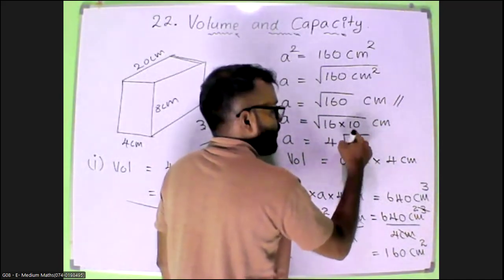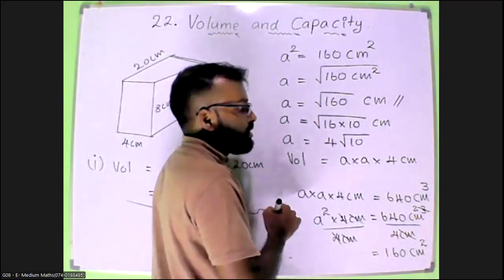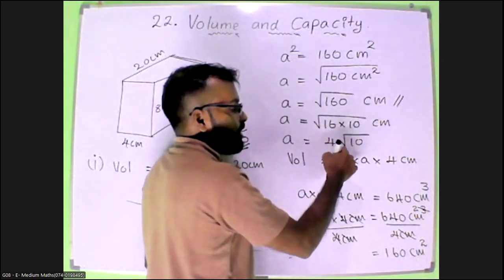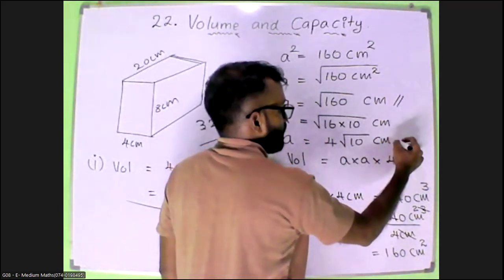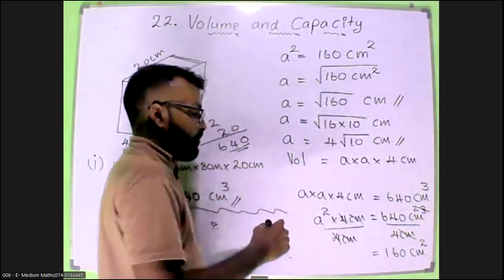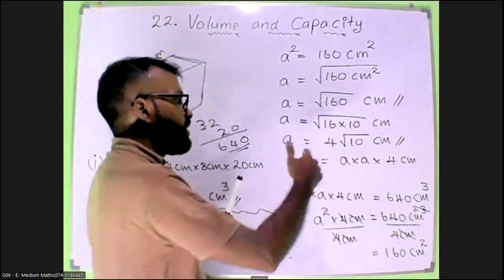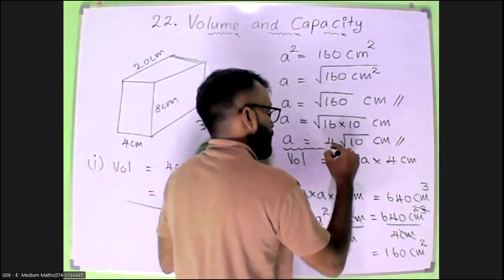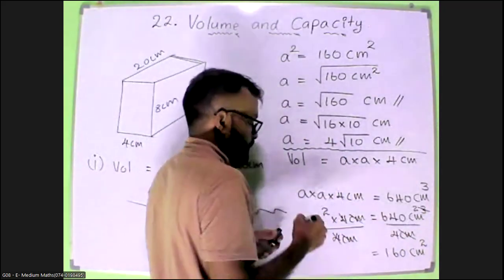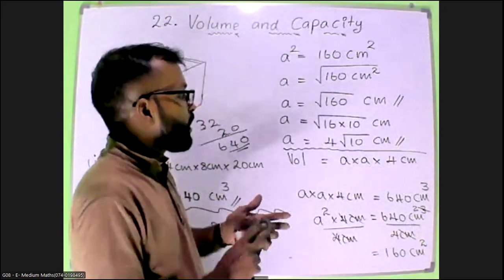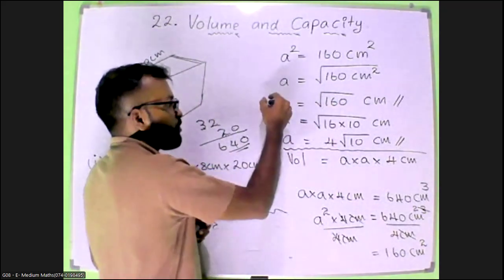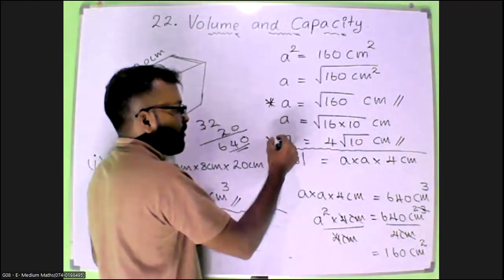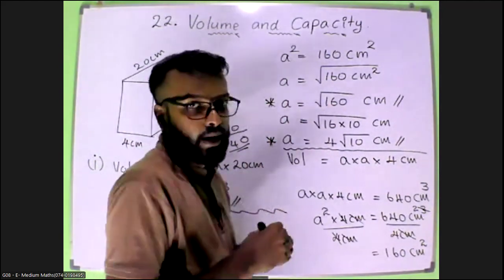You cannot obtain the value of 10. So you can put square root of 10 centimeters. Okay? So this should be the final answer. Or you can put it like this. Right? You can start from here or here. Doesn't matter.